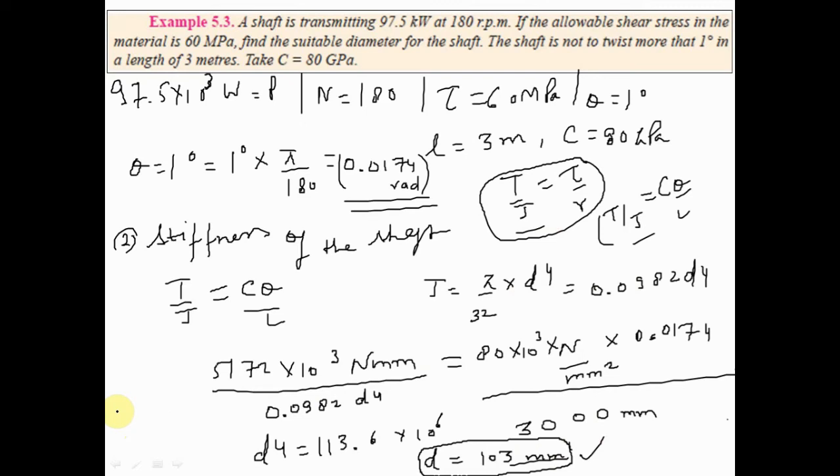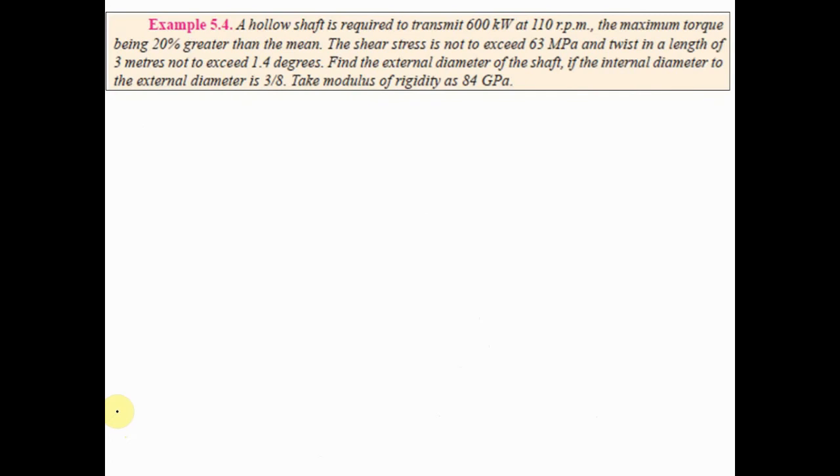Okay, so we'll be taking the maximum out of the two. Now let's move on to the next question. A hollow shaft is required to transmit 600 kilowatts at 110 rpm. Maximum torque is 20% greater than the mean. The shear stress is not to exceed 63 megapascals, and twist in a length of 3 meters not to exceed 1.4 degrees. Find the external diameter, if the ratio of internal diameter to external diameter is 3 by 8. Take modulus of rigidity as 84 gigapascals.